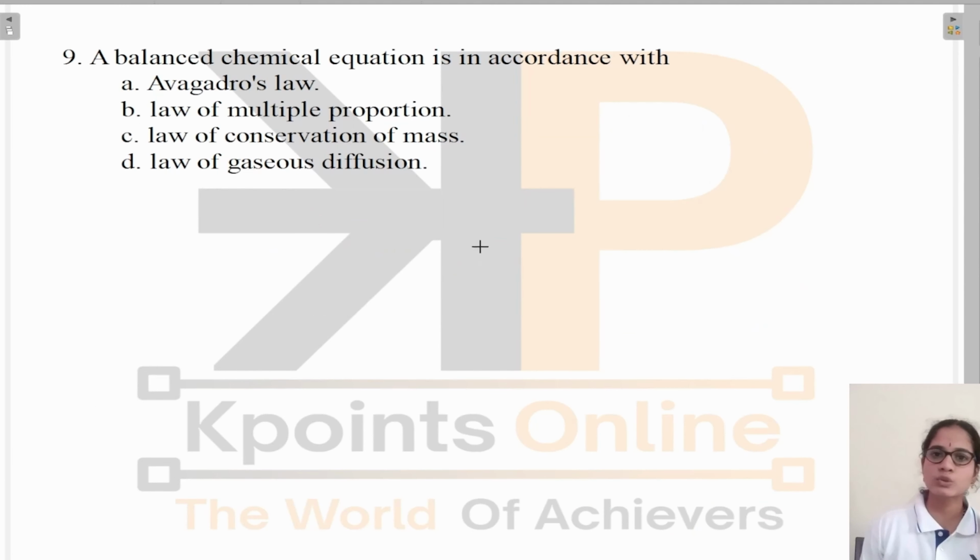Next question is, a balanced chemical equation is in accordance with Avogadro's law, law of multiple proportion, law of conservation of mass, or law of gaseous diffusion. Yes, it is clear that a balanced chemical equation is according to the law of conservation of mass, which states that mass can neither be created nor be destroyed. So, the mass of reactants must be equal to the mass of products in a closed system.